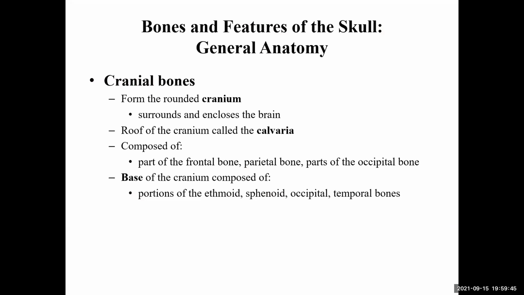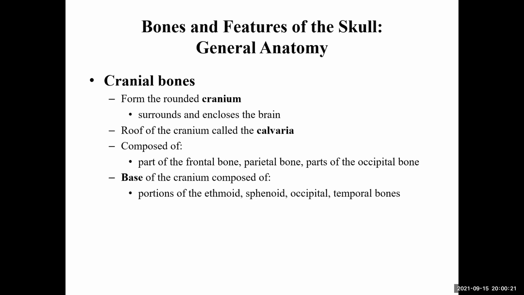So let's briefly describe the cranial bones. Again, the cranial bones are the bones that make up the part of your skull that surrounds your brain. We call that the cranium. The top of the cranium, if we were to literally saw off the top of your head and remove it to look down inside at your brain, is called the calvaria. That is the roof of the cranium, and it's made up of 4 bones.